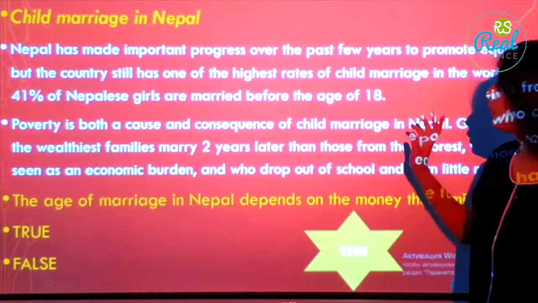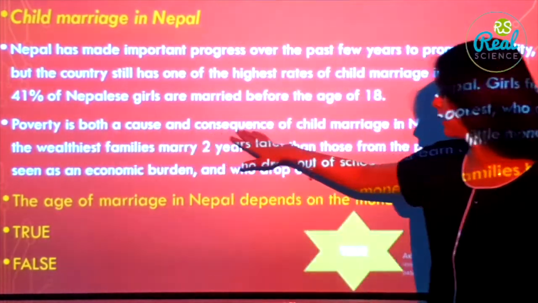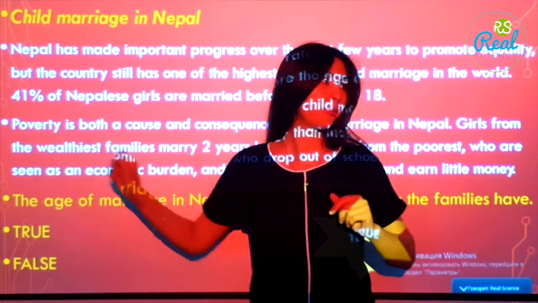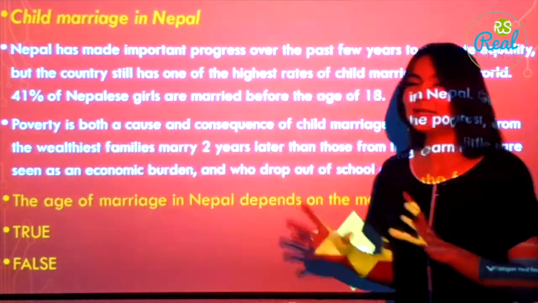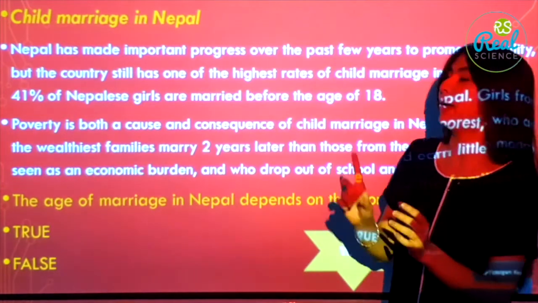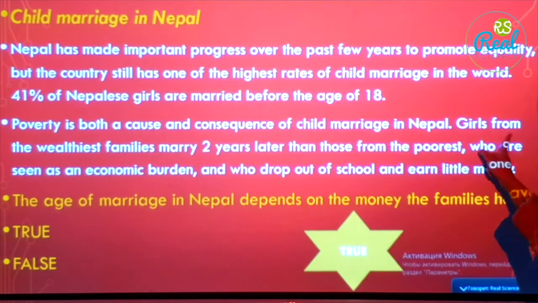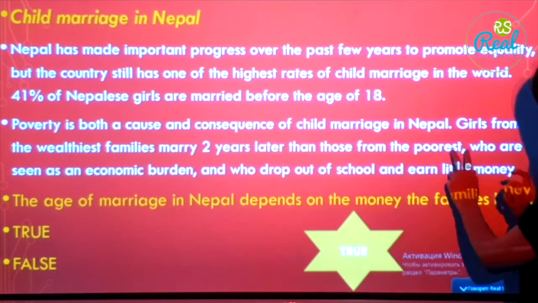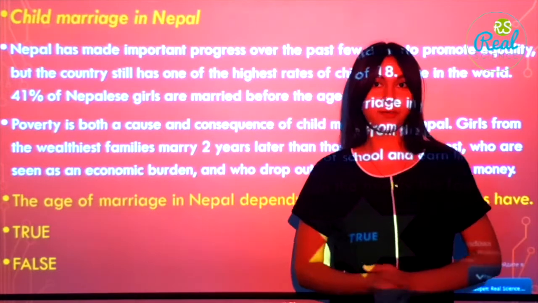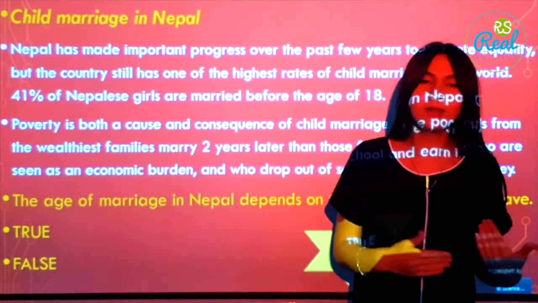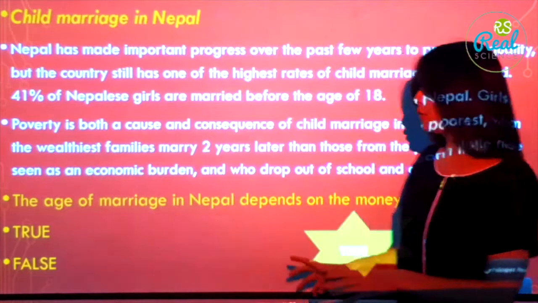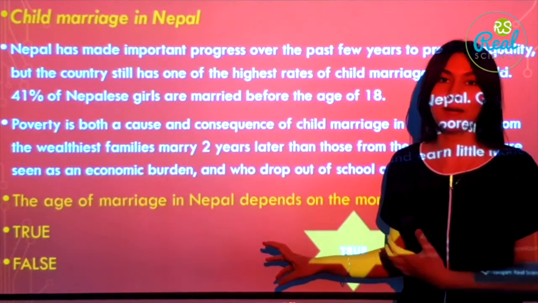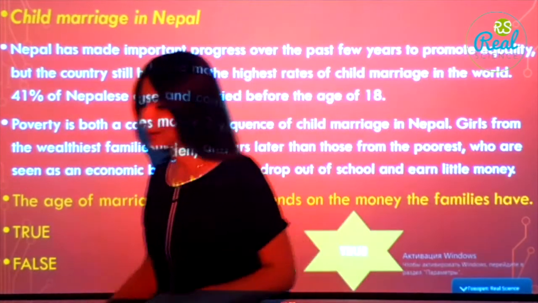So why is it true? Look at this one. Poverty is both a cause and consequence of child marriage. So this means poverty, that is, poverty, yes. So from this word, you can see that it depends on money. And look at the rest. In Nepal, girls from the wealthiest families marry 2 years later than those from the poorest. So the girls from poor families actually marry earlier than the wealthy girls. So that's why it is true. So the early marriage depends on the money. Okay, so now let's look at the second one.